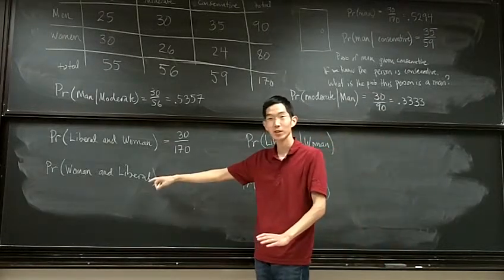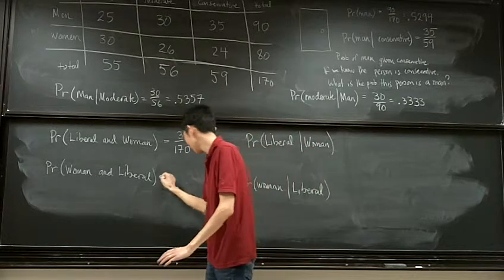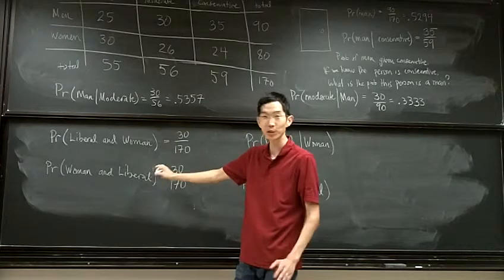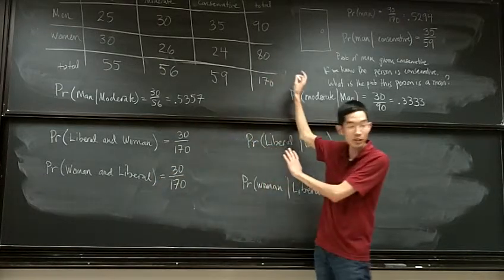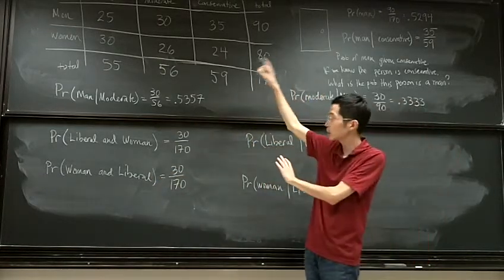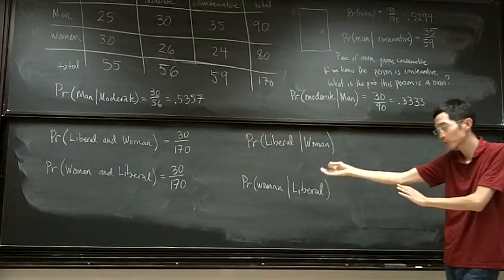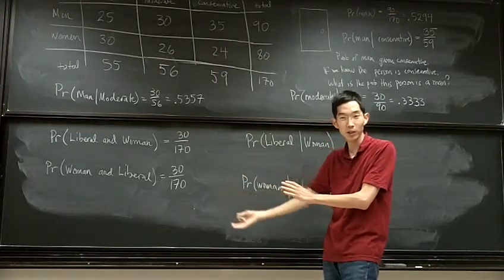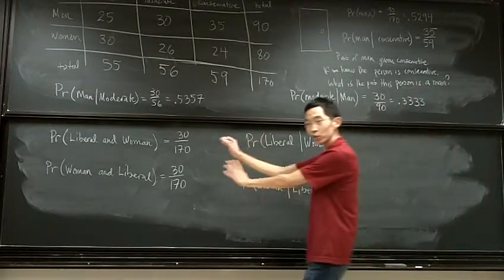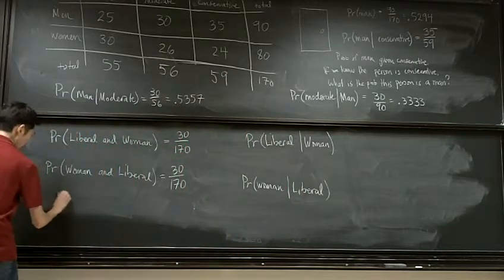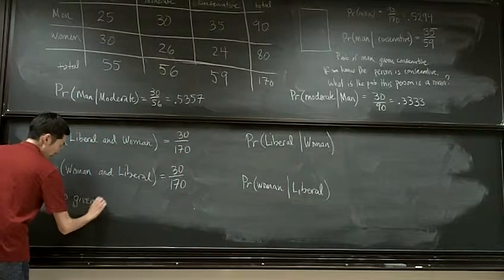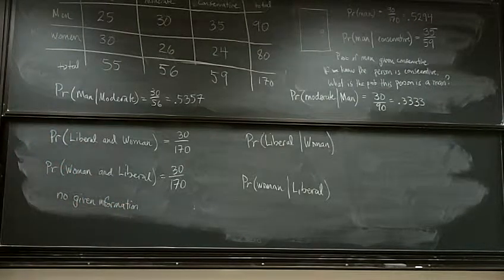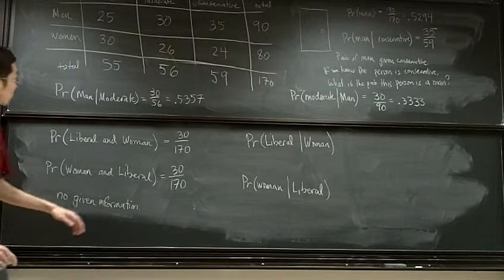What about this one? Same thing. No piece of information is given. All I'm saying is somebody standing behind the door, that person's been selected at random from our table. What's the probability that this person is a woman and liberal? Same answer, 30 out of 170. So here, there's no given information. So we're just literally finding 30.